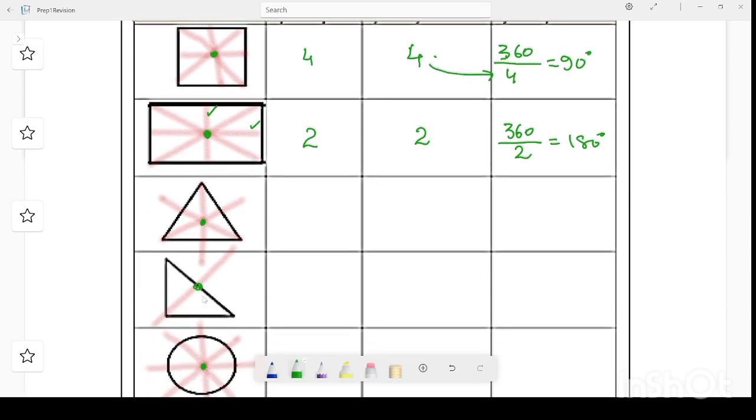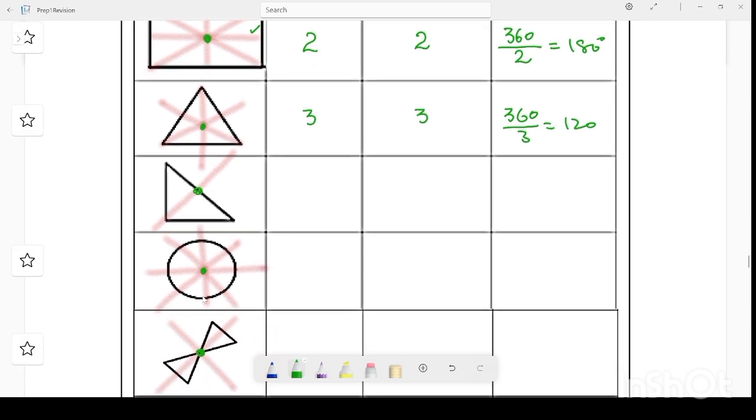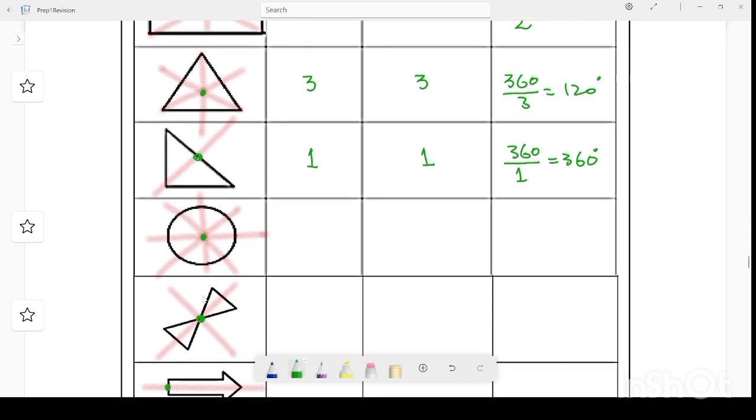Its number of lines of symmetry is 3, and the order of rotation symmetry is also 3. So the angle of rotation symmetry is 360 divided by 3, which gives us 120 degrees. Now, this has only one line of symmetry, so its order of rotation symmetry is also 1, and that is why the angle of rotation symmetry is 360 divided by 1, which is equal to 360 degrees.